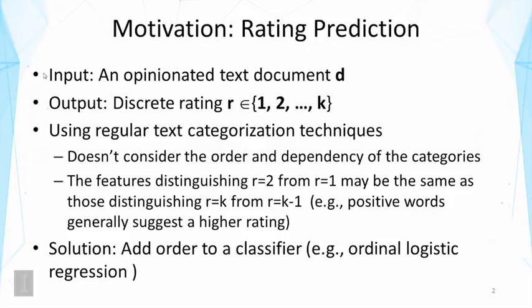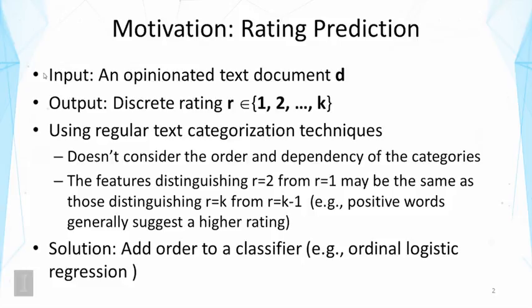Now we can use a regular text categorization technique to solve this problem, but such a solution would not consider the order and dependency of the categories. Intuitively, the features that can distinguish category 2 from 1, or rather rating 2 from 1, may be similar to those that can distinguish k from k minus 1. For example, positive words generally suggest a higher rating. Now, when we train a categorization program by treating these categories as independent, we would not capture this.